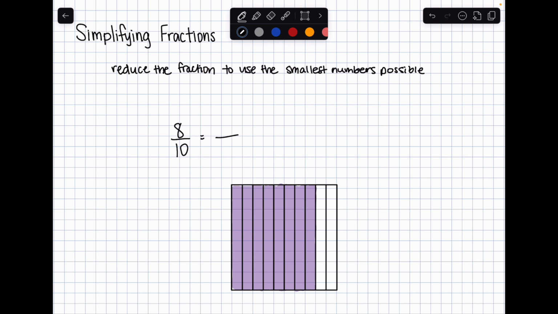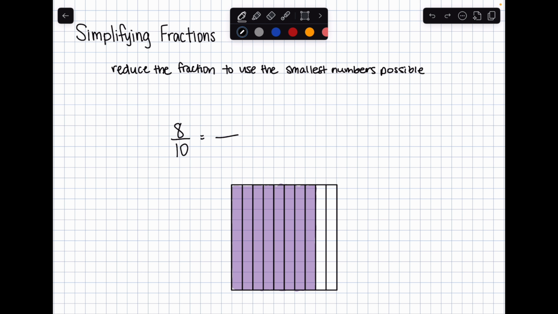In today's video, I'm going to show you how to simplify fractions, and even more so, I'm going to explain to you what you're doing and why it works. So, first things first, simplifying fractions. This is when you reduce the fraction to use the smallest numbers possible. So we want to take our fraction and use the smallest numerator and the smallest denominator.